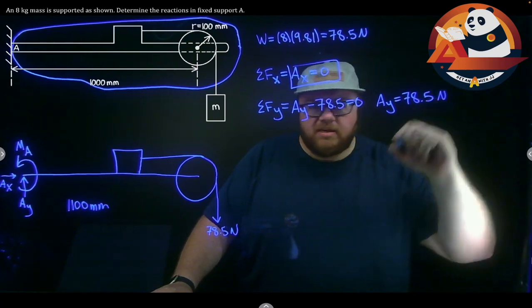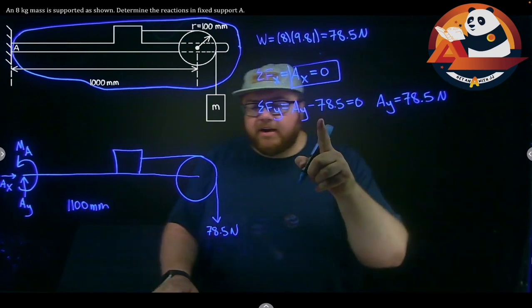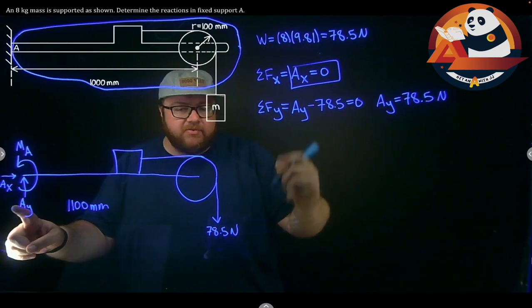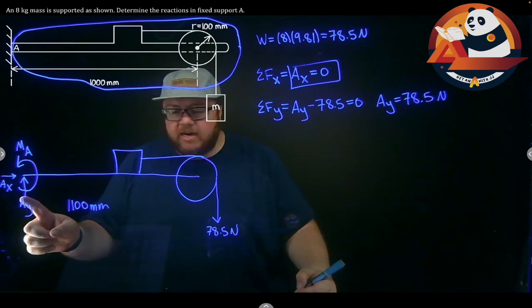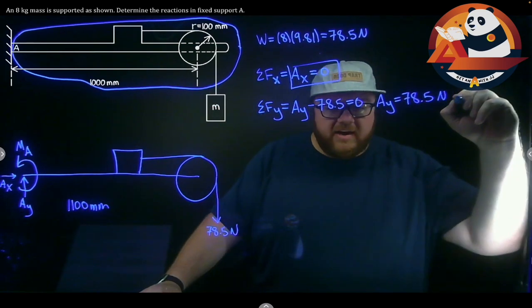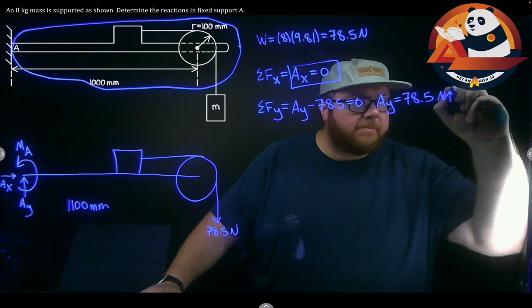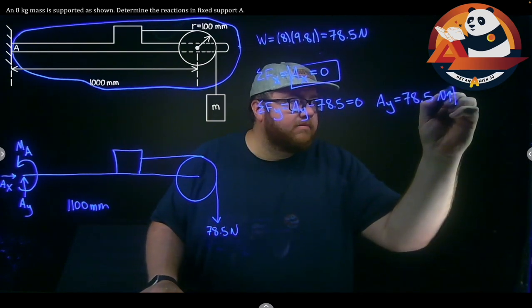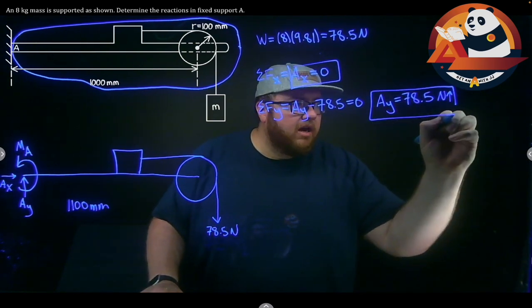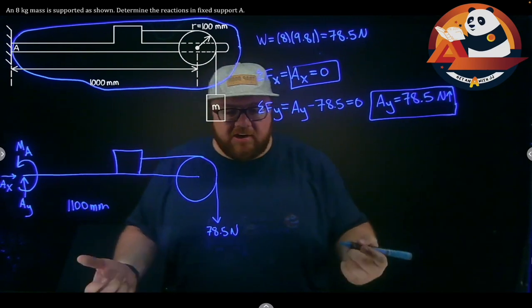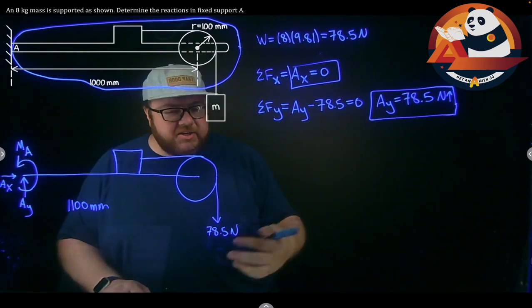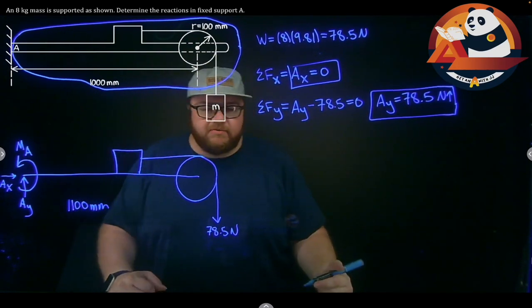Or AY is 78.5 newtons. We got a positive number out from our equilibrium equation, which means we got the right direction in here for AY in our free body diagram. We'll include that in our answer. It is going up. And that would be our second answer. We didn't put direction on AX because 0 is 0 in any direction. The direction kind of becomes irrelevant if we're 0.